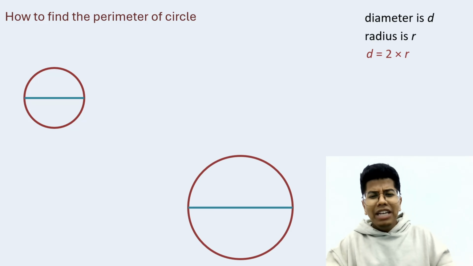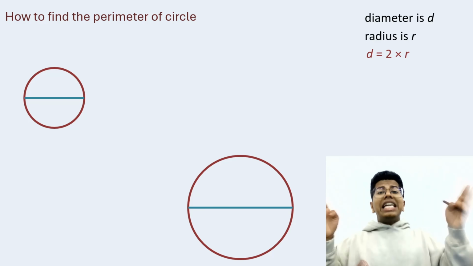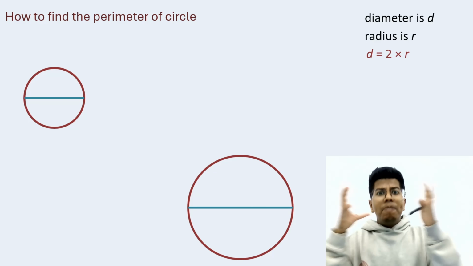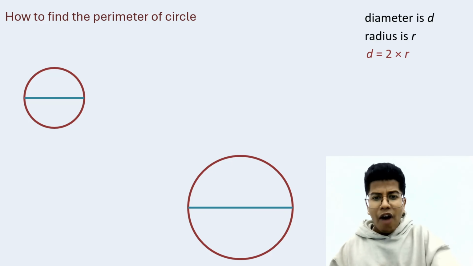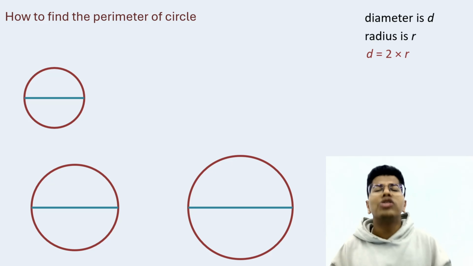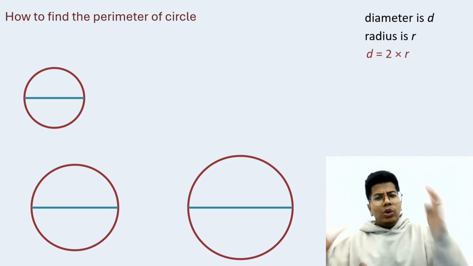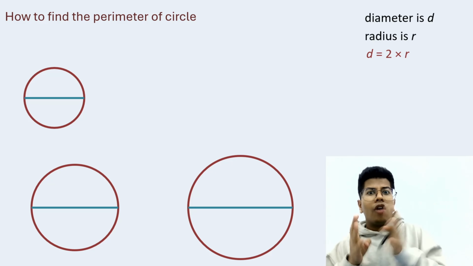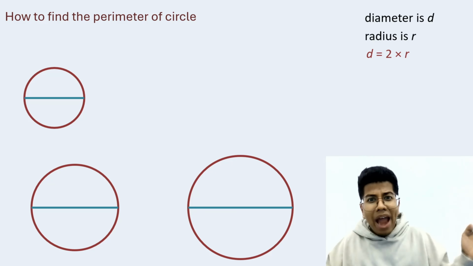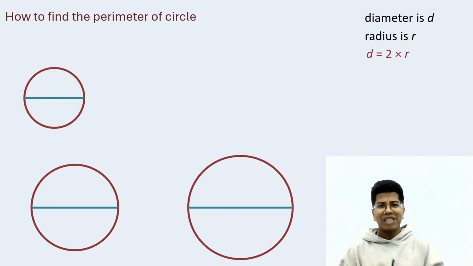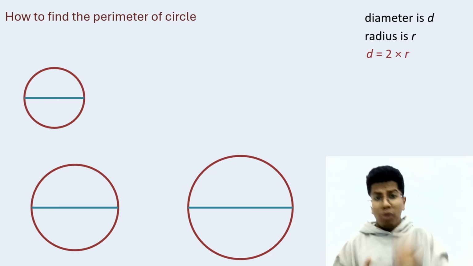When the diameter of the circle is increased, you can see the perimeter also increased. It got bigger in size. Now, if I decrease the diameter, you can also see the perimeter has decreased. So what conclusion can we make? When the diameter increases, the perimeter of the circle also increases. When the diameter decreases, the perimeter also decreases. So there is a relation between both of them.